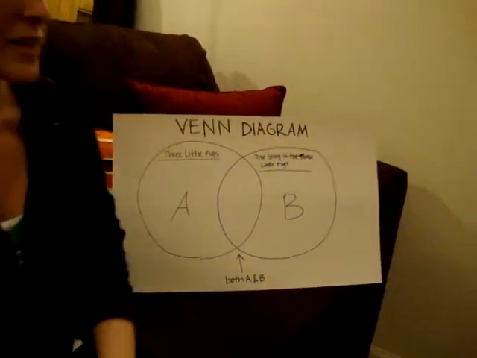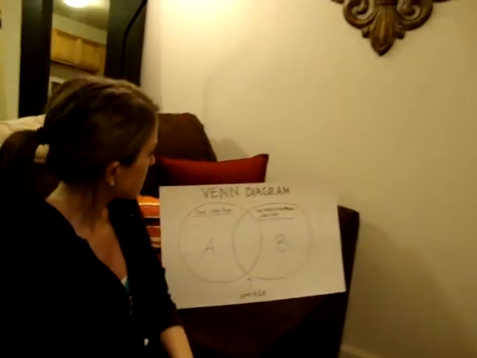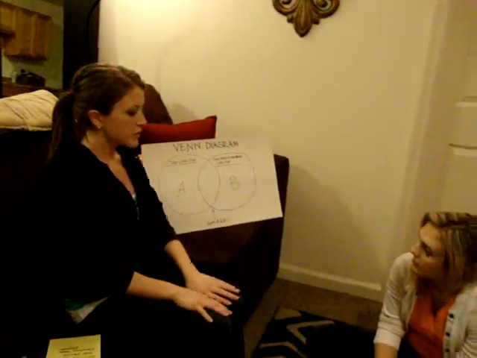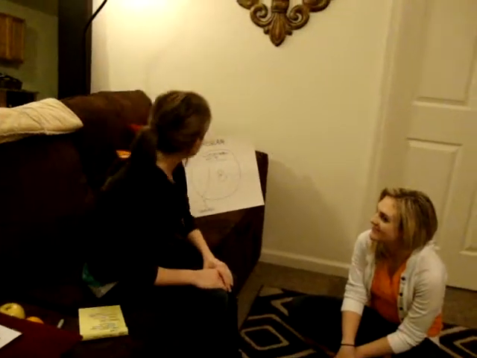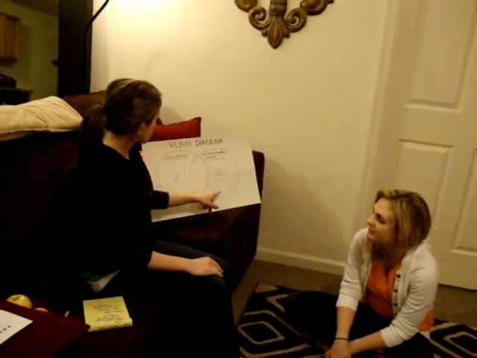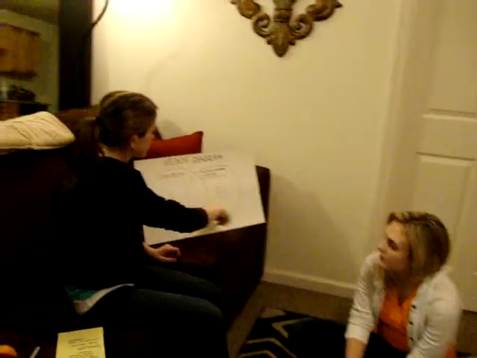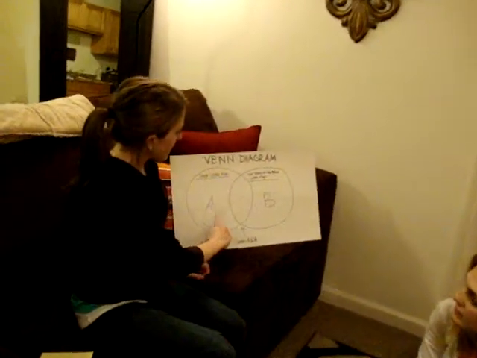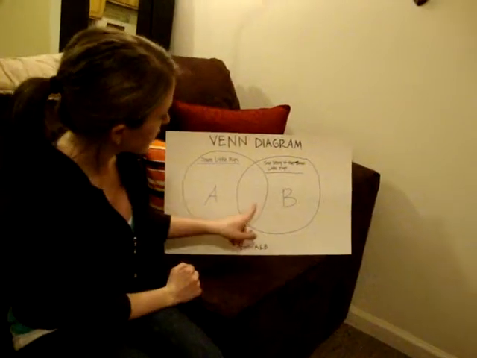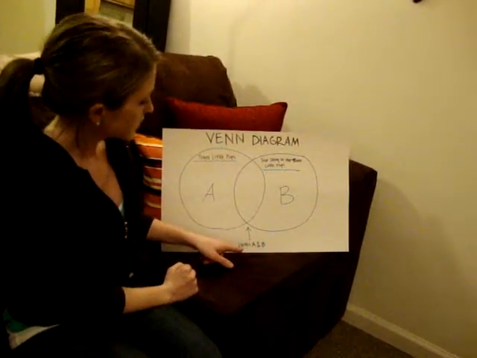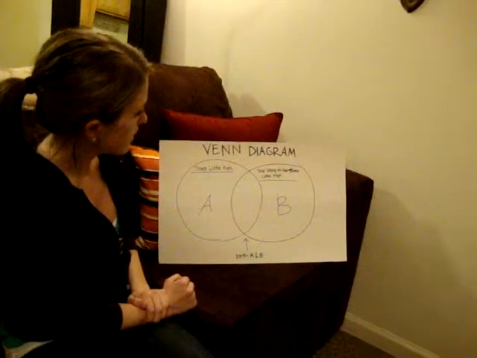Alright class, today we are going to learn about Venn diagrams. So say Venn diagram for me. Venn diagram. Awesome. A Venn diagram is going to be two circles, and they're going to overlap each other. In A and B, you're going to write the differences of the two stories, and in the middle, you're going to write the similarities of the two stories.